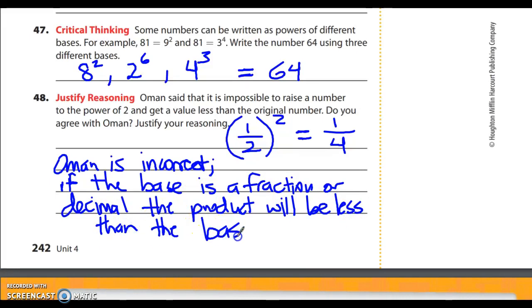All right. Great job on page 241. You're done now with lesson 9.1. You can go ahead and take your checkup and your quiz. Good job.